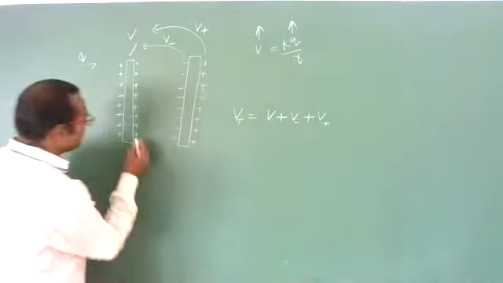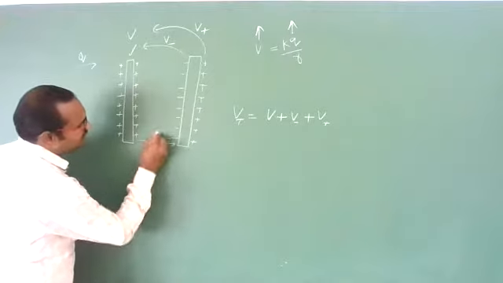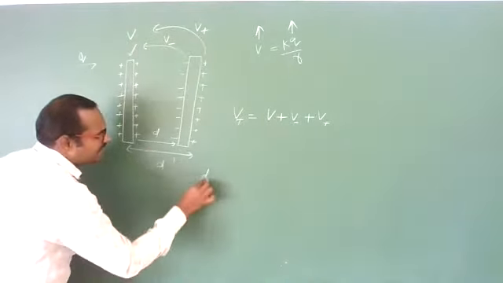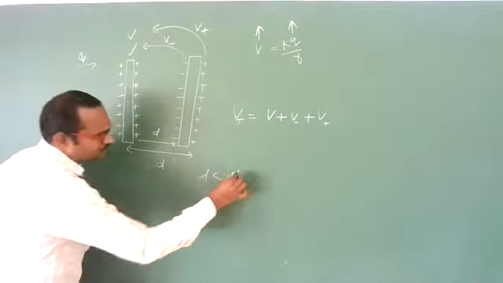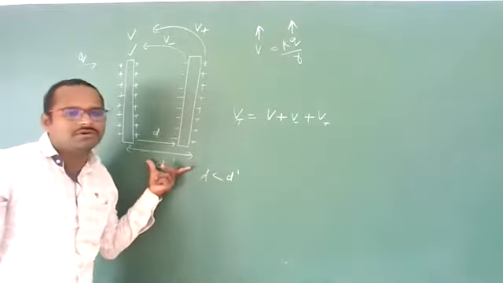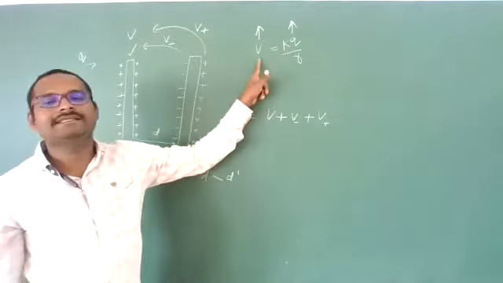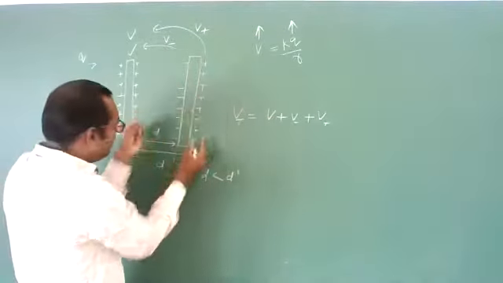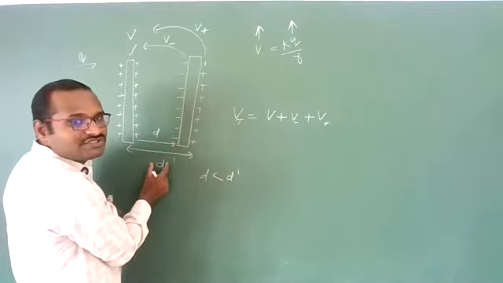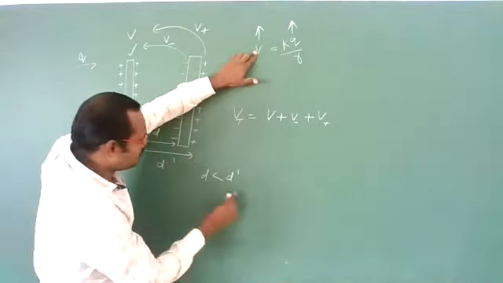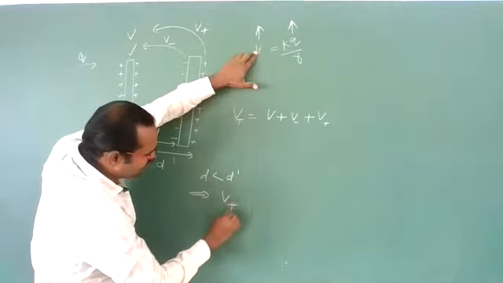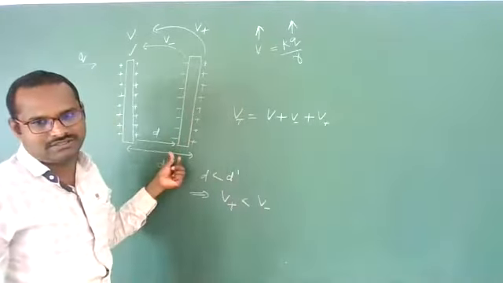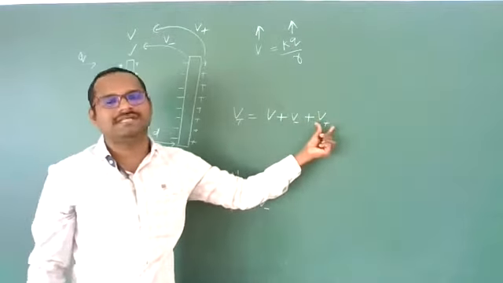Clear? See, from this conductor, let us suppose this distance is D and this distance is D dash. D is less than D dash, yes or no? This distance is more. If the distance is more, potential is less. Suppose the charges are equal in magnitude but the distances are different. Since this distance is more, the potential due to positive charges is less than the potential due to negative charges.